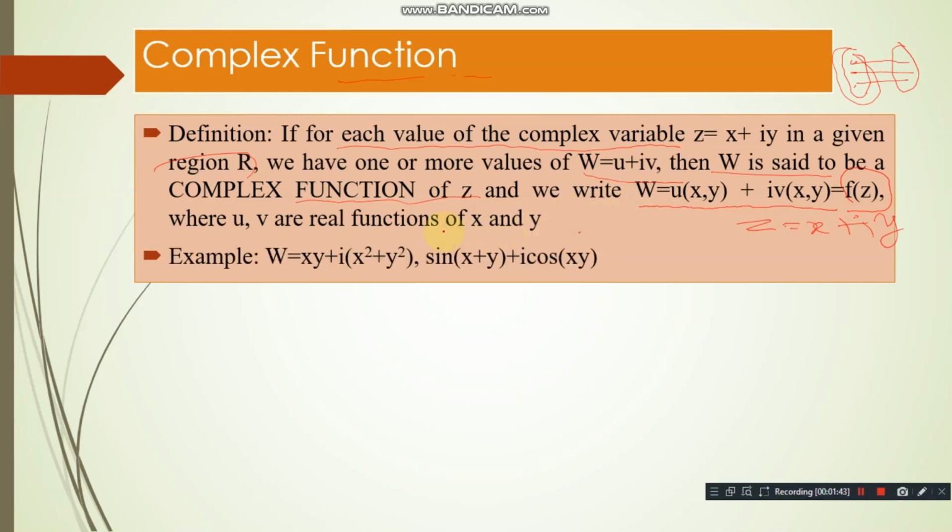For example, let us see. Suppose u is equal to xy plus i x square plus y square sine of x plus y i of cos of xy. Graphically, let us see what is this.